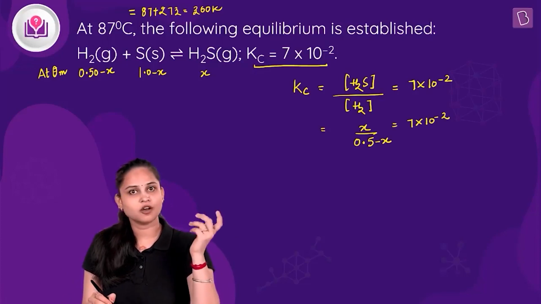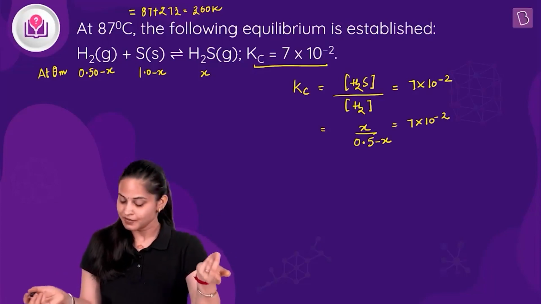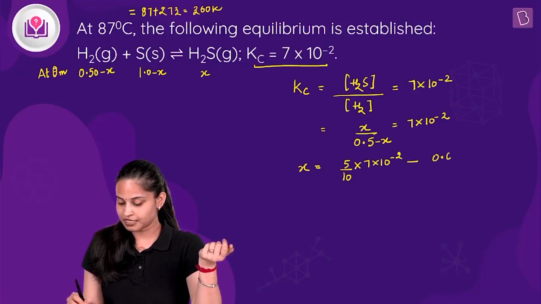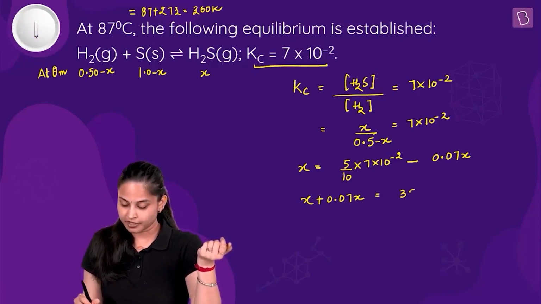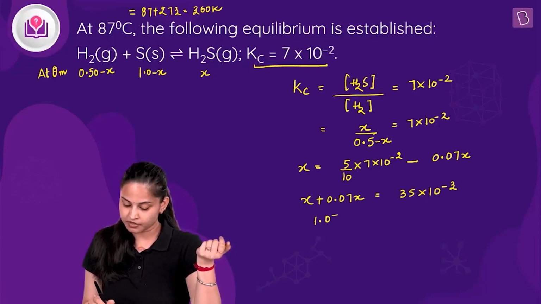Now what you have to do? You have to just cross multiply them and get your answers. So basically, x equals 5 by 10 multiplied by 7 into 10 raised to power minus 2 minus 0.07x. So it is x plus 0.07x, which will be equal to 35 into 10 raised to power minus 3. It becomes 1.07x equals 35 into 10 raised to power minus 3.